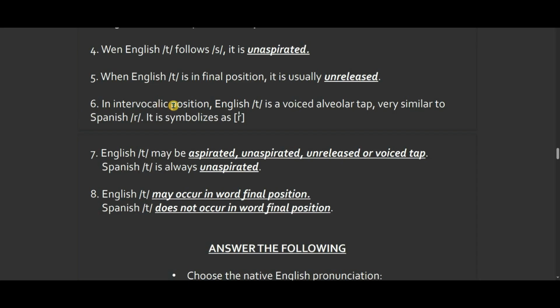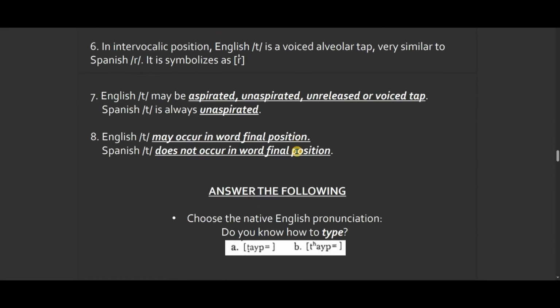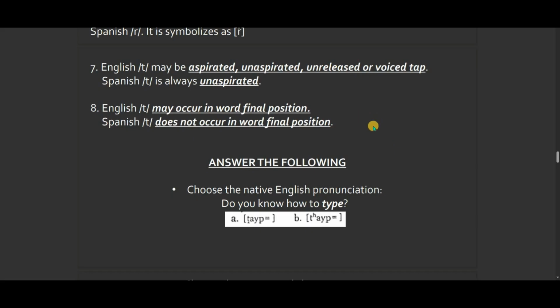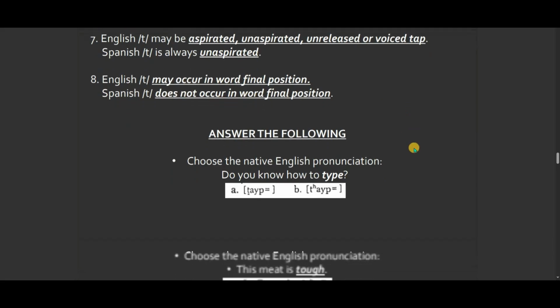Number six, in intervocalic position, English T is a voiced alveolar tap, very similar to Spanish R, and it is symbolized as the letter R with an apostrophe on top of it. Number seven, English T may be aspirated, unaspirated, unreleased, or a voiced tap. Spanish T is always unaspirated. Number eight, English T may occur in word final position, and Spanish T does not occur in word final position.